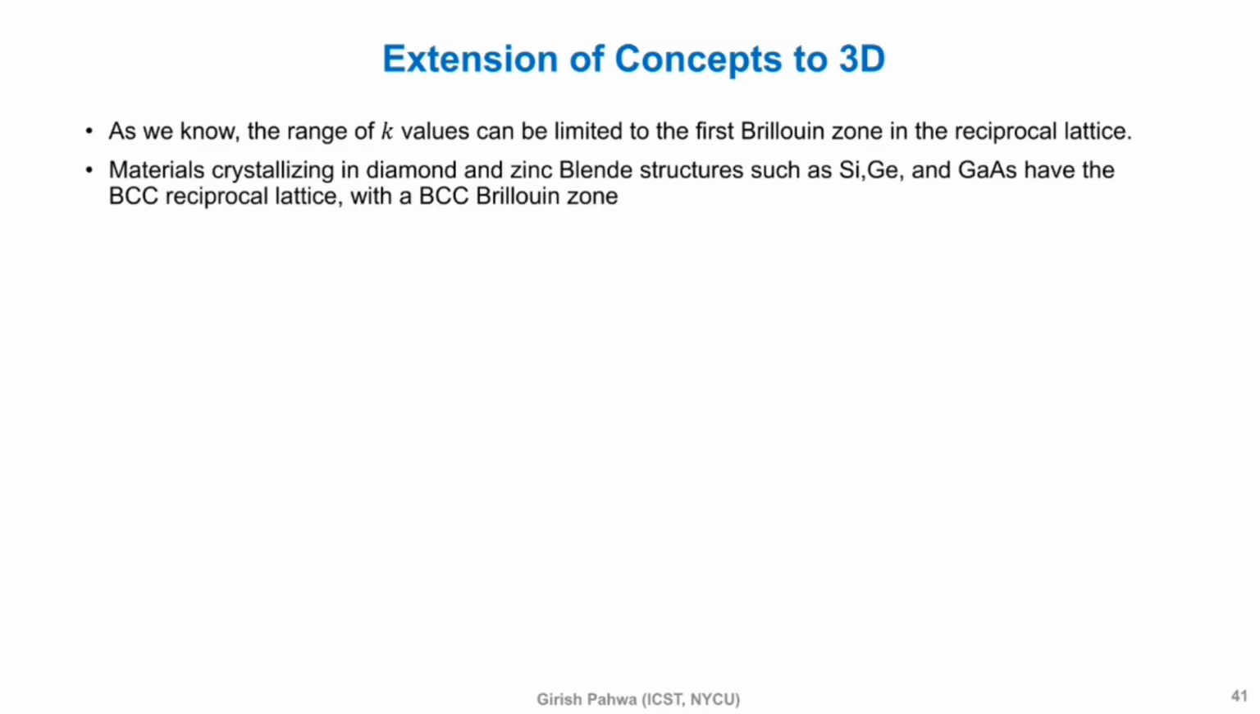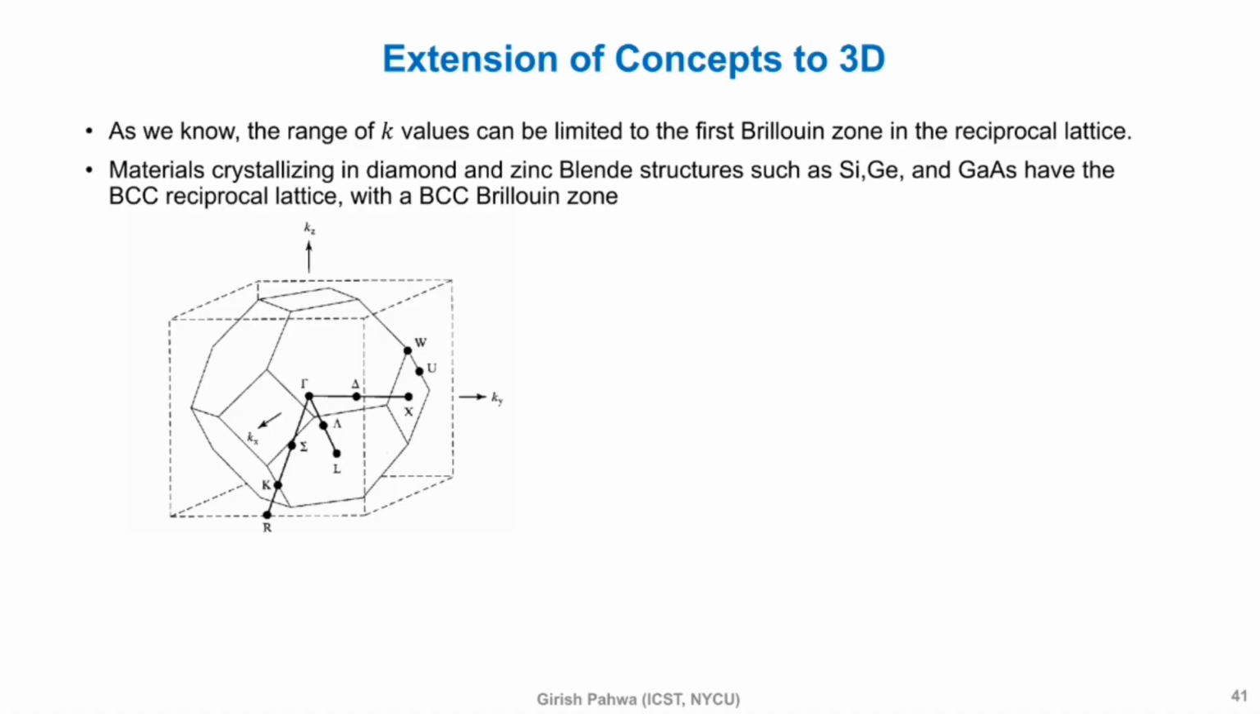Okay, so we already know that the k values can be limited to the first Brillouin zone, and materials that crystallize in the diamond and zinc blende structure, such as silicon, germanium, gallium arsenide, will give you a BCC reciprocal lattice. And how is a BCC reciprocal lattice going to look? What will be the Wigner-Seitz cell for that? How will it look for the BCC? Something like this.